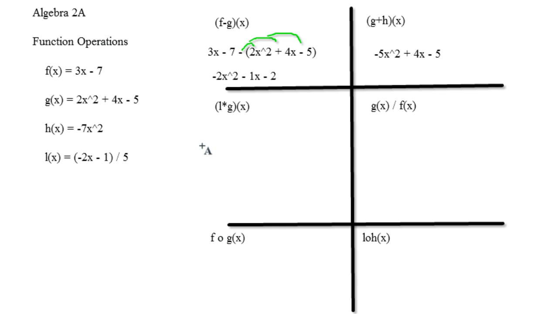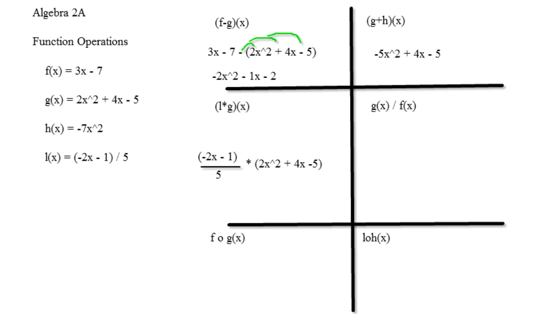Now if it's times, let me see, L times g. Oof, rough one. You will be straight up multiplying. So this would be negative 2x minus 1, and it's going to be over 5. So I will write that out. And we will be timesing by parentheses 2x squared plus 4x minus 5.